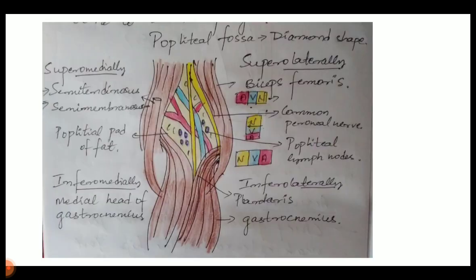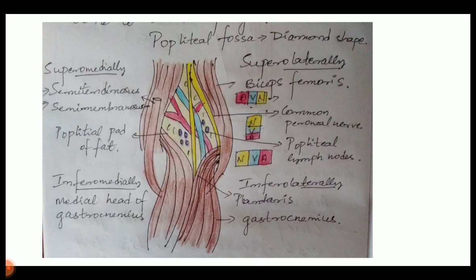Next is the popliteal fossa. I have tried to put all the information in a single diagram. First, coming to the definition, the popliteal fossa is a diamond shaped fossa. And the relations we can see in the diagram: superomedially we have semitendinosus and semimembranosus, superolaterally we have biceps femoris, inferomedially we have the medial head of gastrocnemius, and inferolaterally we have the lateral head of gastrocnemius and plantaris.